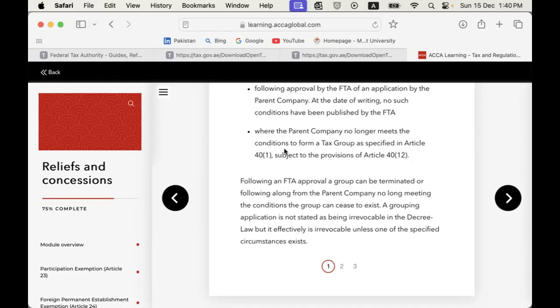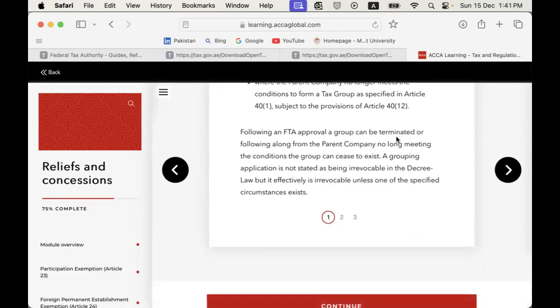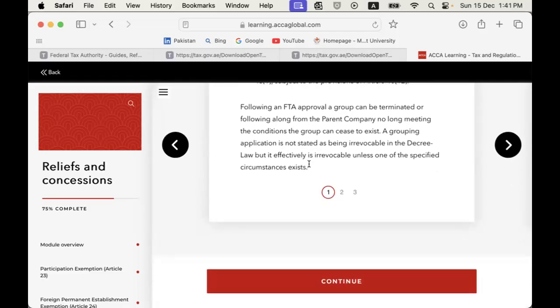Where the parent company no longer meets the conditions to form a tax group as specified in Article 40. So whenever conditions are non-compliant, the tax group will need to be dissolved. Following the FTA approval, a group can be terminated, or where the parent company no longer meets the conditions, the group shall cease to exist. A grouping application is not stated as being irrevocable in the decree law, but it effectively is irrevocable unless one of the specified circumstances exists. When they say circumstances, that means the various conditions that they mentioned.